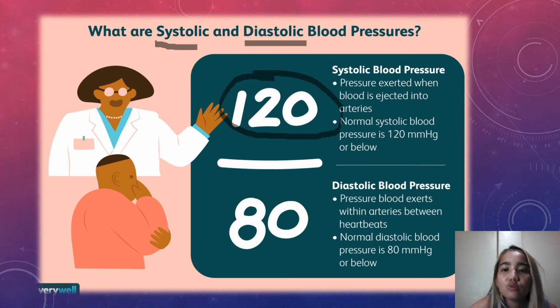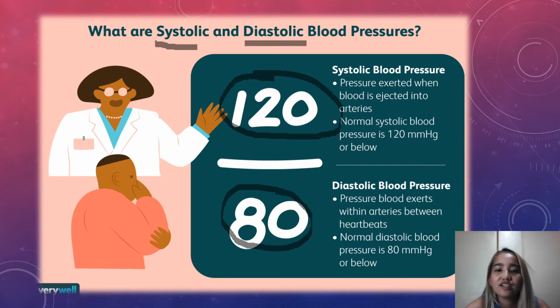And the normal systolic blood pressure is 120 mmHg or below, while here below is the diastolic blood pressure, the second number. Diastolic blood pressure measures the pressure in your arteries when your heart rests between beats. And the normal diastolic blood pressure is 80 mmHg or below. So normal systolic is 120 mmHg, and diastolic is 80 mmHg or below.